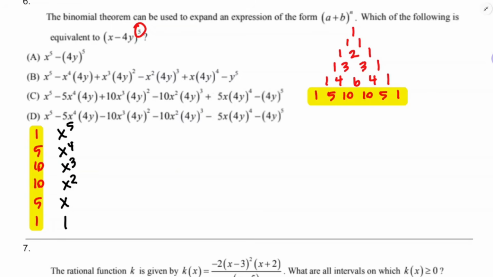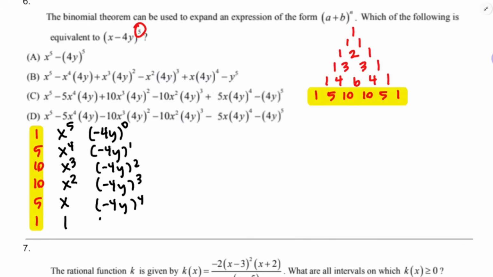Okay, maybe taking negative 4y to various powers. Okay, so as the power of x decreases, the power of negative 4y will increase. So I go negative 4y to the 0, negative 4y to the first. Okay, and so they all start with x to the fifth.